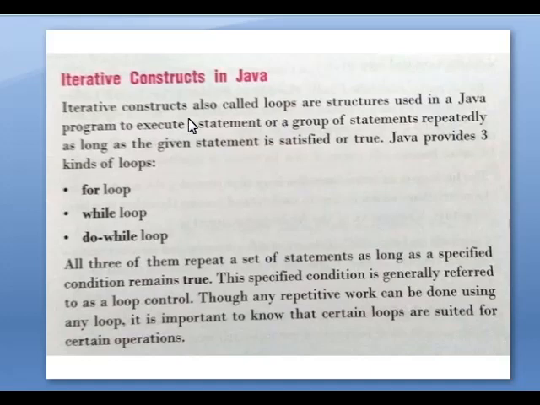Iterative constructs, also called loops, are structures used in a Java program to execute a statement or a group of statements repeatedly as long as the given condition is satisfied or true. Java provides three kinds of loops, that is for loop, while loop, and do while loop. All three of them repeat a set of statements as long as the specified condition remains true.